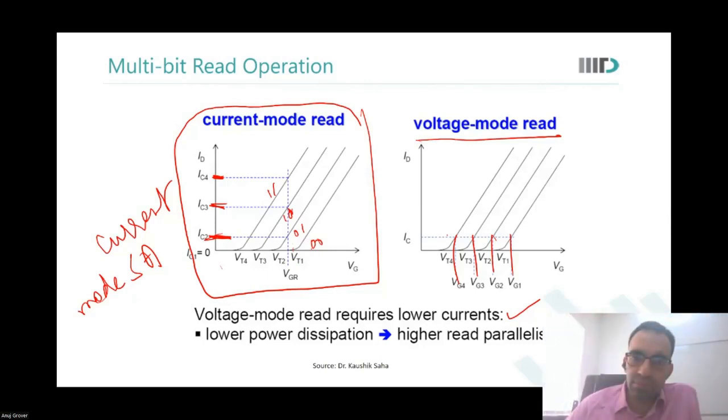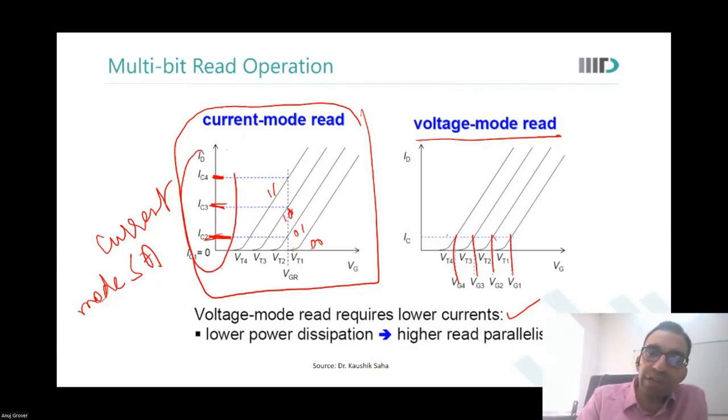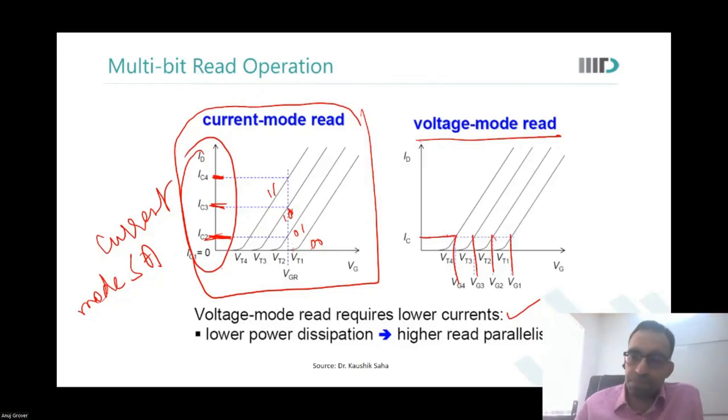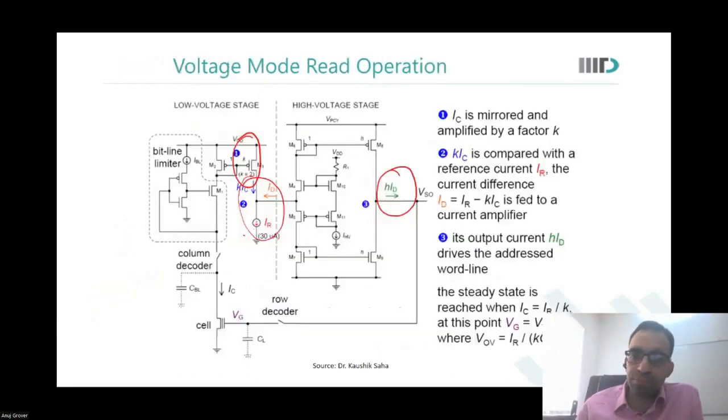So, sir, what is the contrast between parallelism in both the cases? Over here, you have limited the current to IC. Yeah, the power dissipation is one factor. Power dissipation is a clear contrast. Okay, so that is the only thing. Yeah. Okay, thank you.